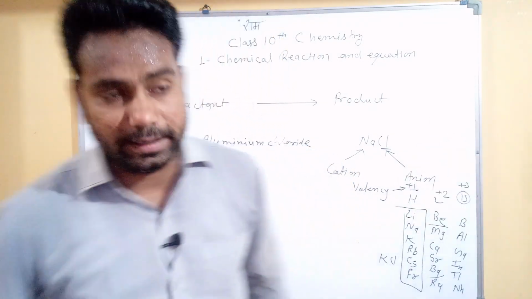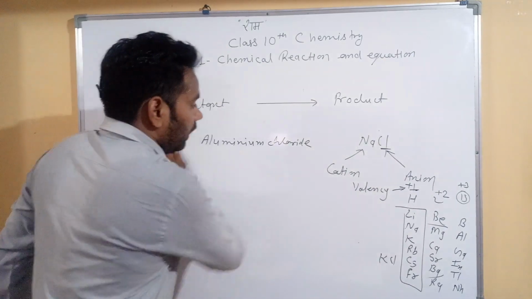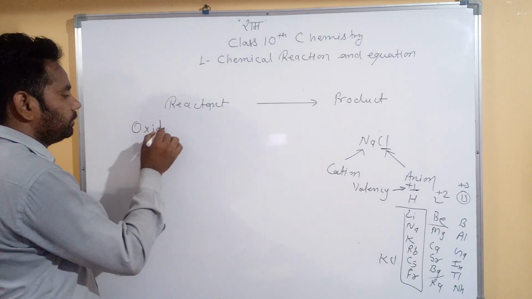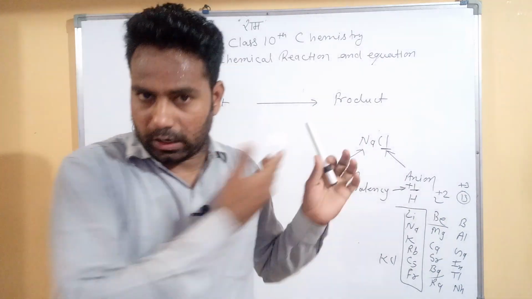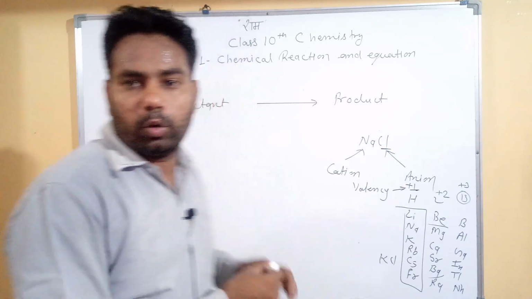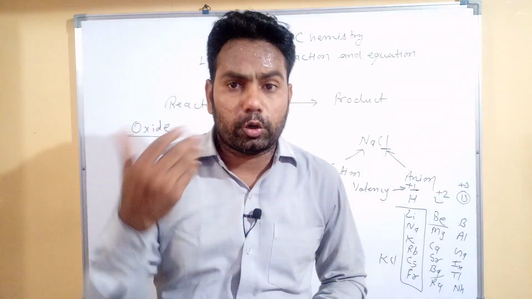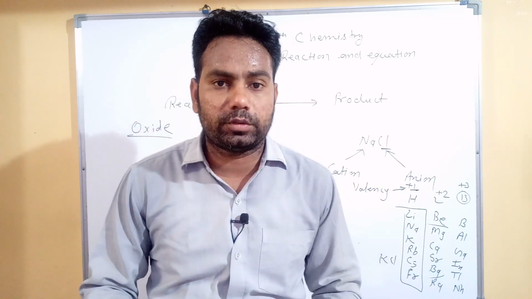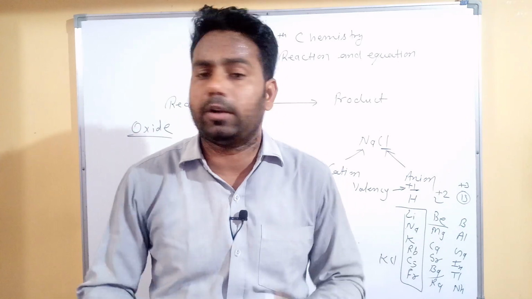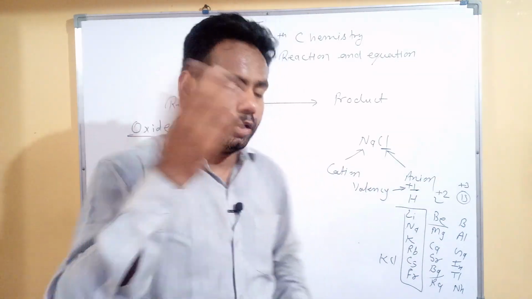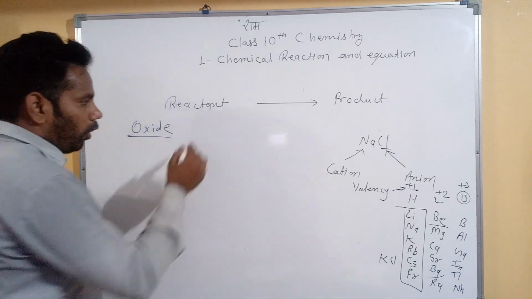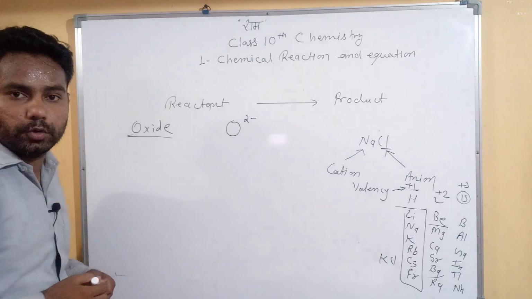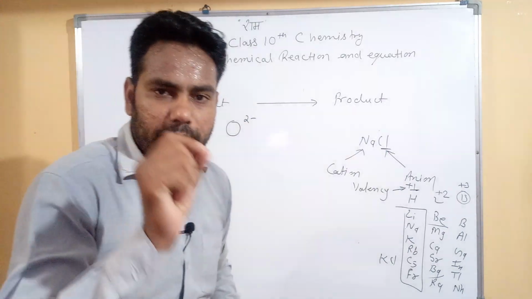Okay, next we take oxides. We have a lot of oxides: magnesium oxide, hydrogen oxide, beryllium oxide, aluminium oxide, ferrous oxide, ferric oxide, lots of types of oxide. So now we prepare oxides. In oxide we have oxygen, and its valence is -2. So -2 is the valence of oxide.